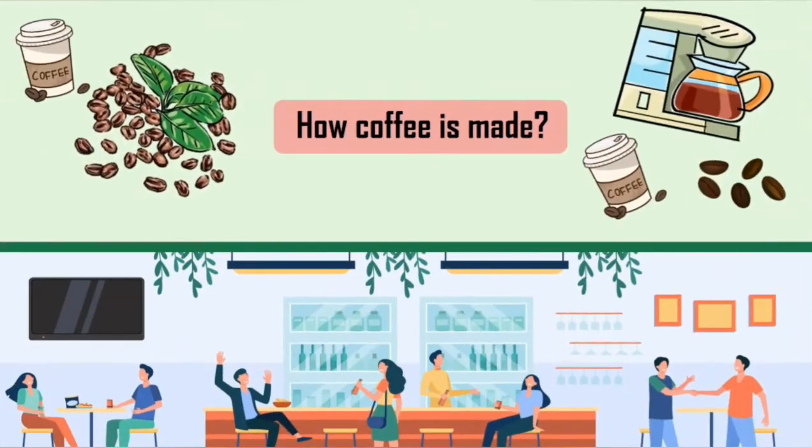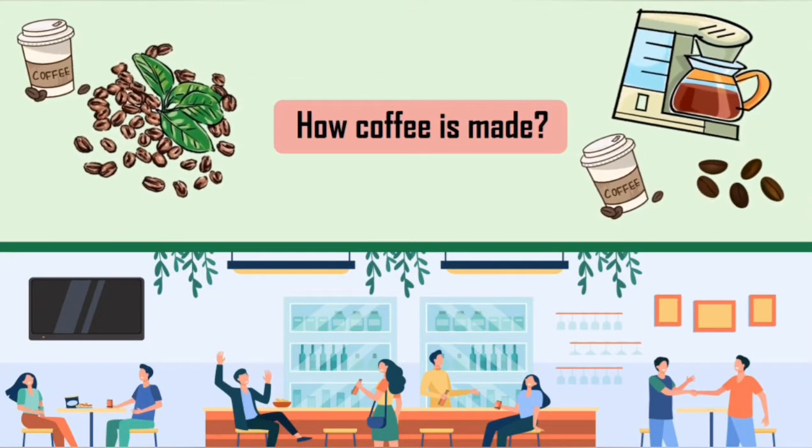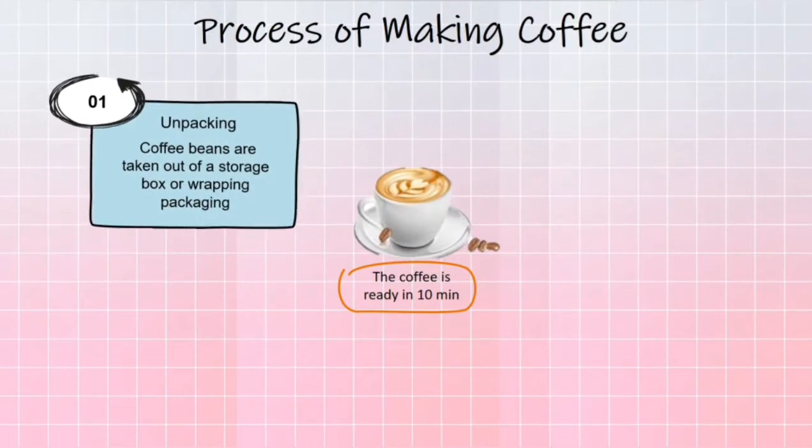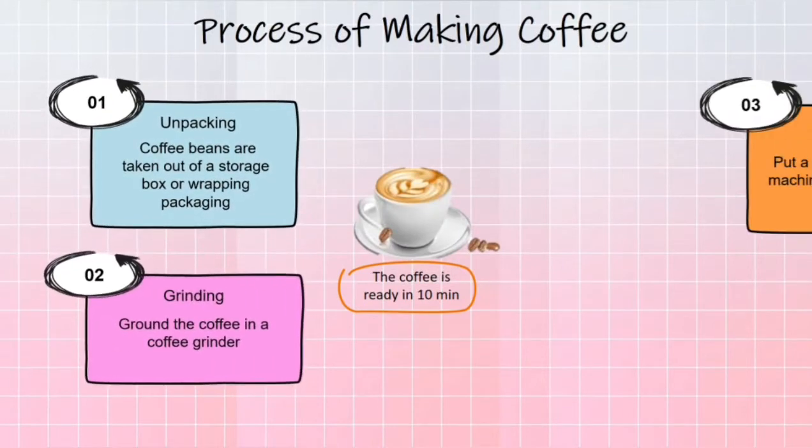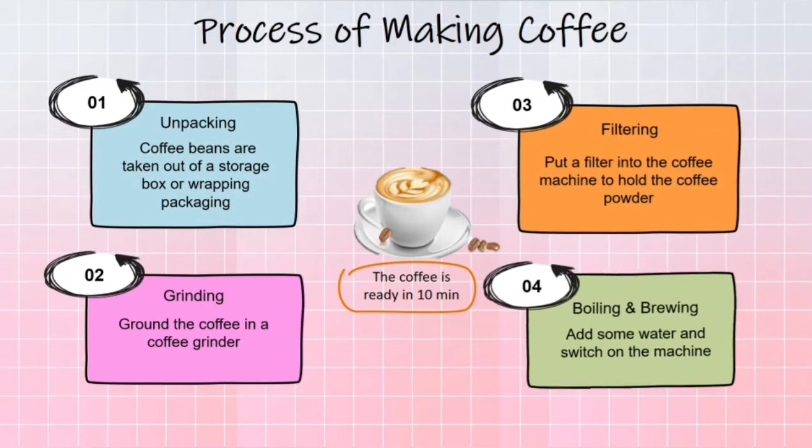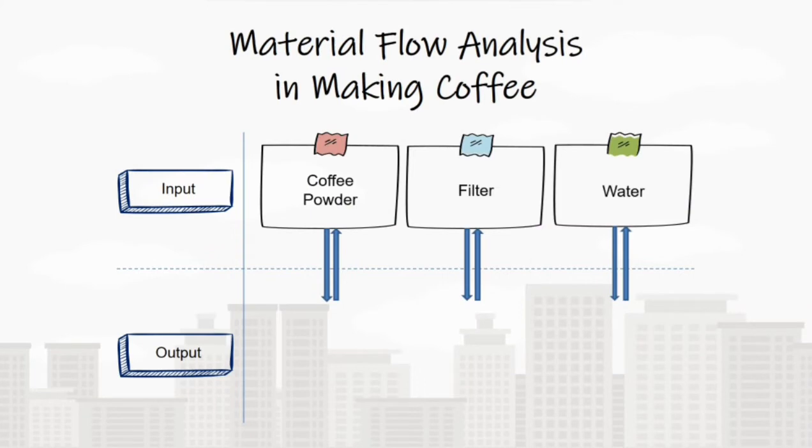Okay, let's see how material flow analysis works on making coffee. The process of making coffee involves 4 stages, which are unpacking, grinding, filtering, and boiling and brewing. The coffee is estimated to be ready in 10 minutes. The pictures illustrate input and output in making coffee.